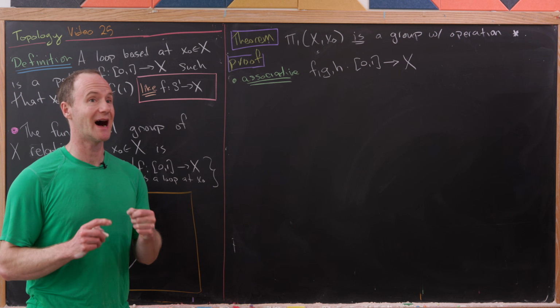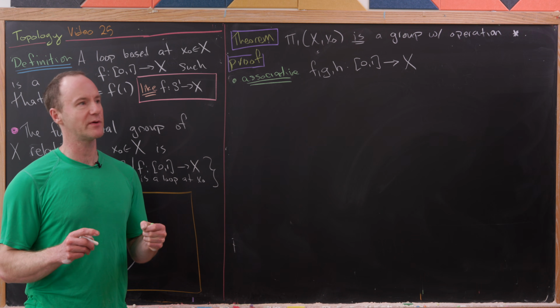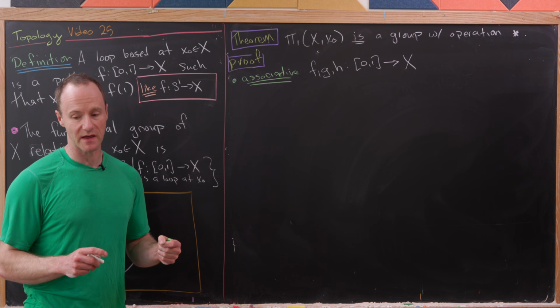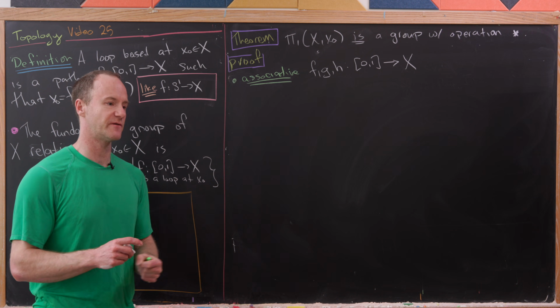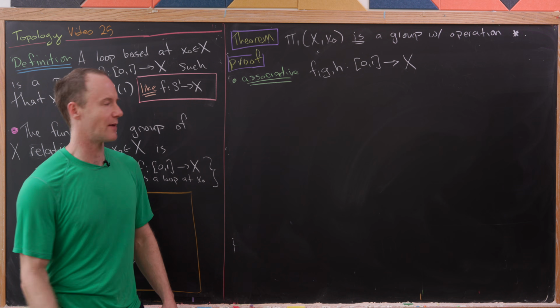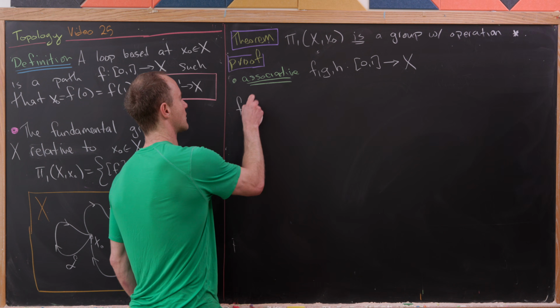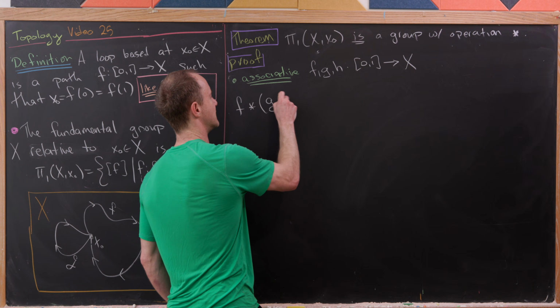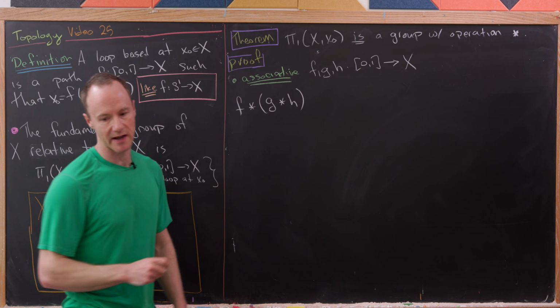And we'll see that we do not get the same loop, but we will be able to find a homotopy between them, showing that when we push to the fundamental group, we in fact have associativity of the operation. Okay, so I'm going to write this down. If you want to check all of the details for this, it shouldn't be too bad.